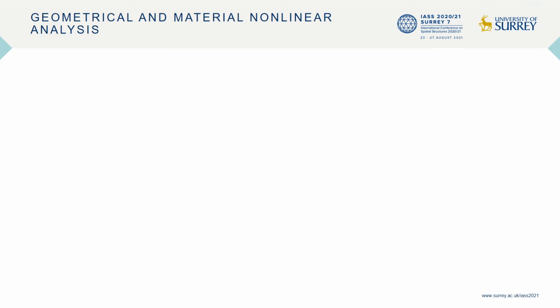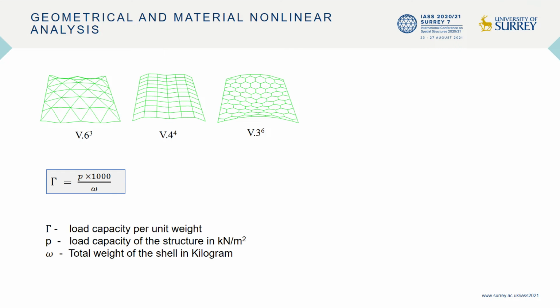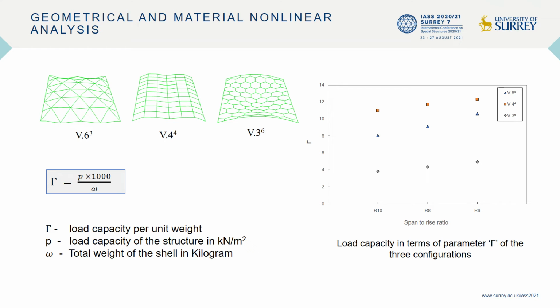Since linear eigenvalue buckling analysis cannot capture the actual behavior of the structure, geometrical and material nonlinear analysis is conducted in the second stage. Deflected shapes of the shells are given here. As the total weights of the shells are slightly different, a new parameter is introduced, similar to the eigenvalue buckling analysis. Based on this new parameter, the variation of load factor with the rise-to-span ratio is plotted here. As the rise-to-span ratio increases, the load factor also increases for all three configurations.